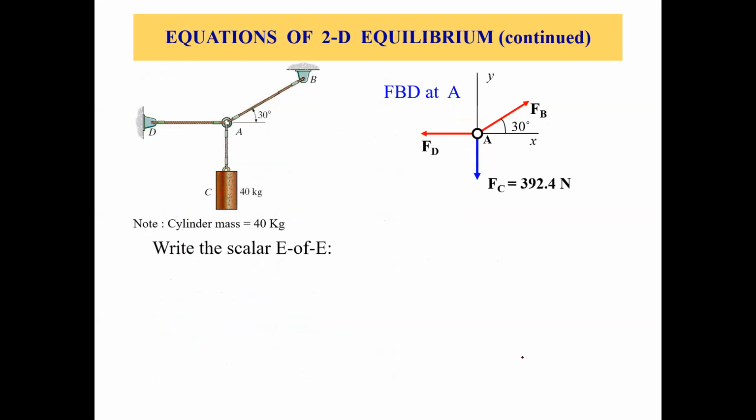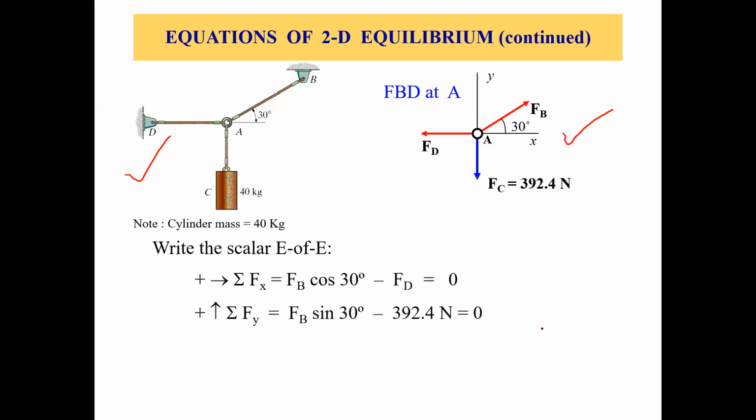All right, so this is the same system which we already saw earlier. This is the same free body diagram with FB and FD, and FC is known. So FC is known and two forces are unknown. There are two unknown forces, FB and FD, which we are trying to find by applying equations of equilibrium on this free body diagram at point A. Now we can write these scalar equations of equilibrium. So let's write down the scalar equations of equilibrium.